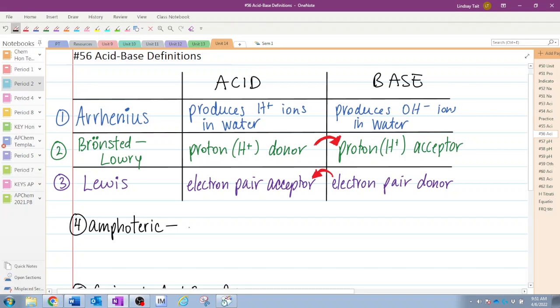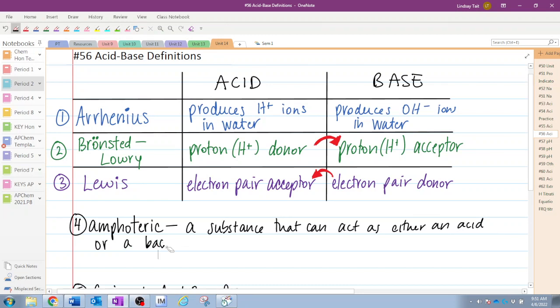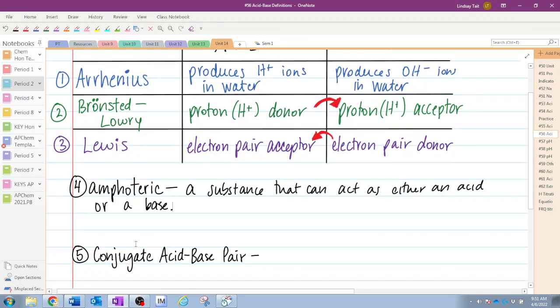Right? So amphoteric: a substance that can act as either an acid or a base. It just depends on who's around it. That's what's going to make the decision as to whether it's acting as an acid or a base. It's who's near it, who's around it, what's going to happen.